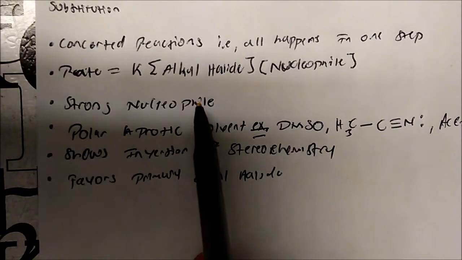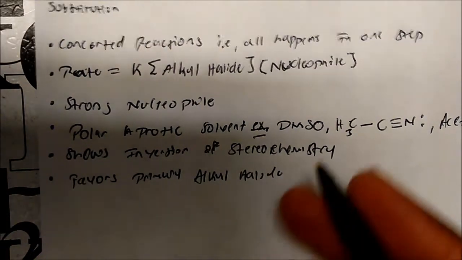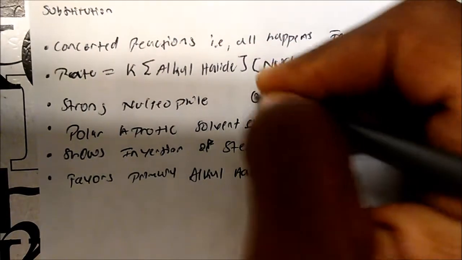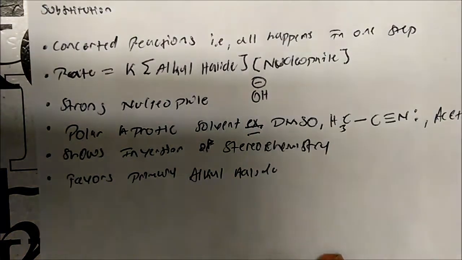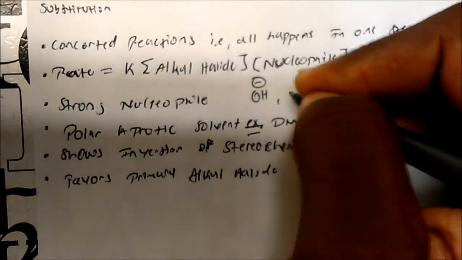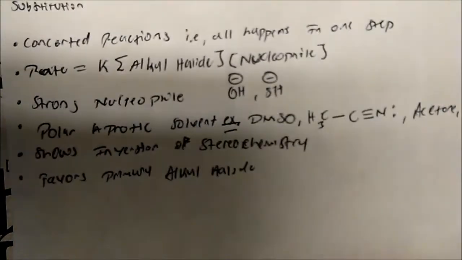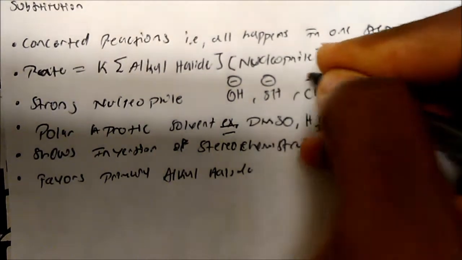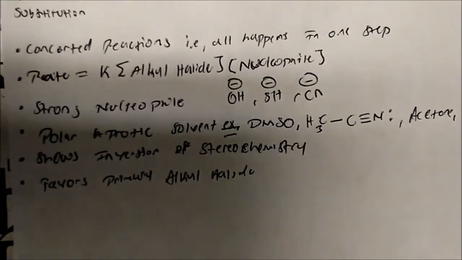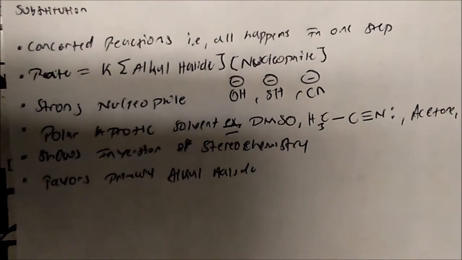Now SN2 typically favors strong nucleophiles. So what does that mean? Something that's negatively charged. So OH minus, SH minus, CN minus. These are the more common nucleophiles you're going to see when it comes to SN2 reactions.